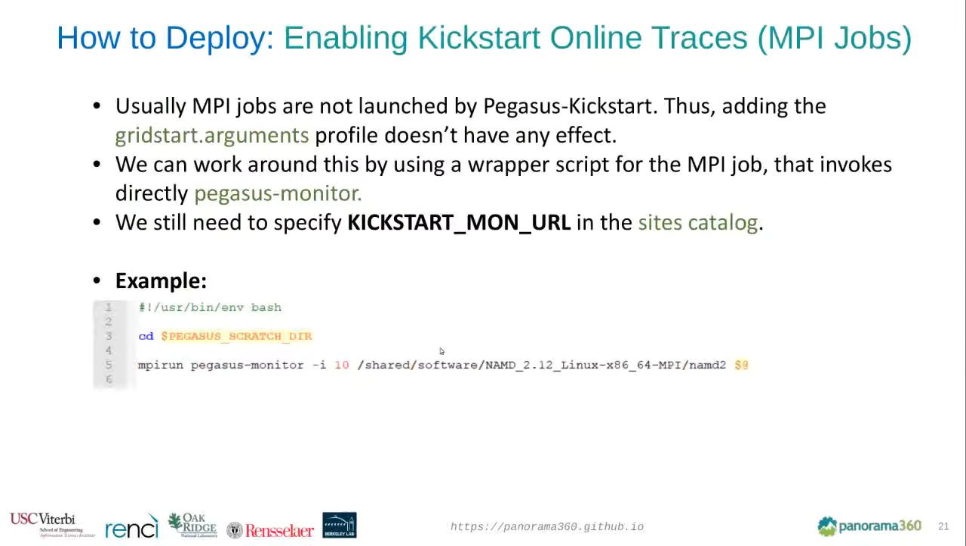But the previous configuration only works if we have Kickstart wrapping our jobs. For MPI tasks, usually we don't wrap them with Pegasus Kickstart. For this, we're using a workaround in order to collect traces. We're using wrapper scripts that directly invoke Pegasus Monitor, passing the interval argument and then adding our actual executable with the rest of the parameters. But we still need to have kickstart_monitor_url specified in our site catalog.